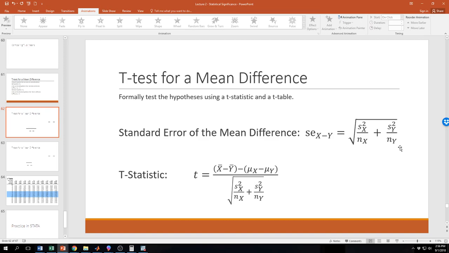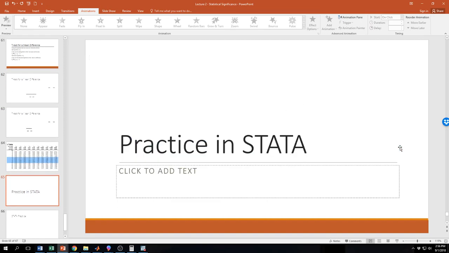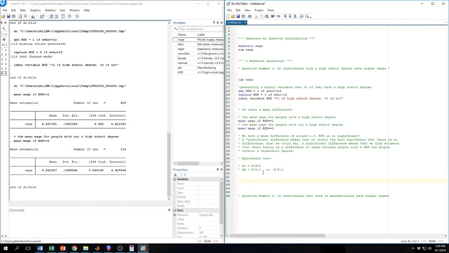Now I'm going to do the test. Of course, once we're in Stata, we don't have to look up t-tables or anything like that. We actually do something pretty straightforward, and this is a really helpful code, so let's learn this one. What we're going to do is called a t-test. That's it. Very simple. T-test, wage, comma, by HSD.